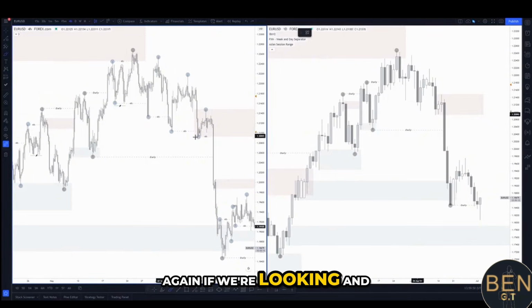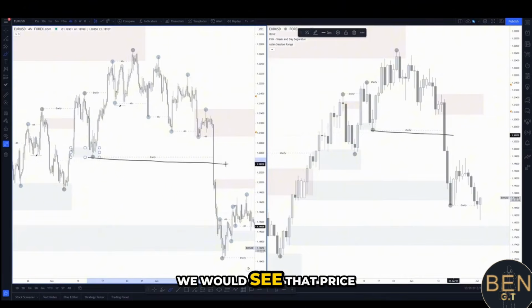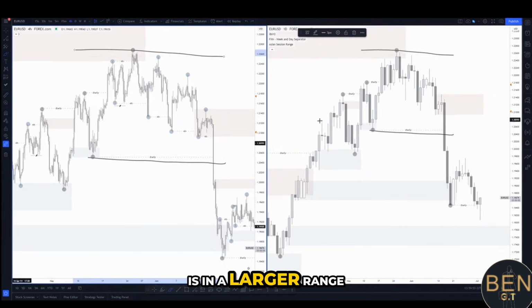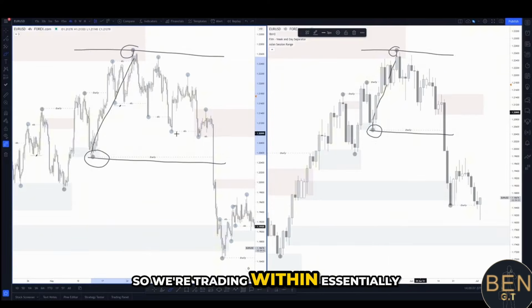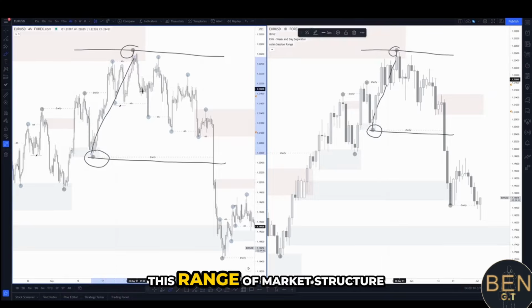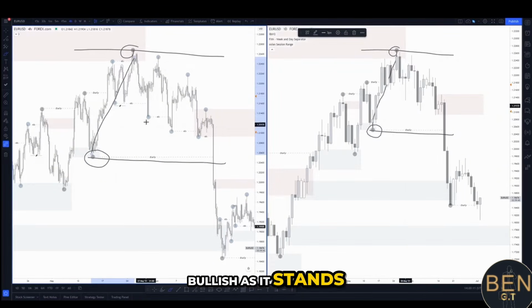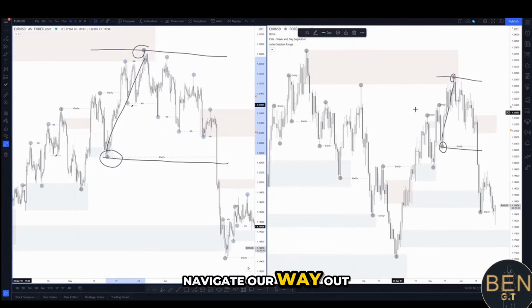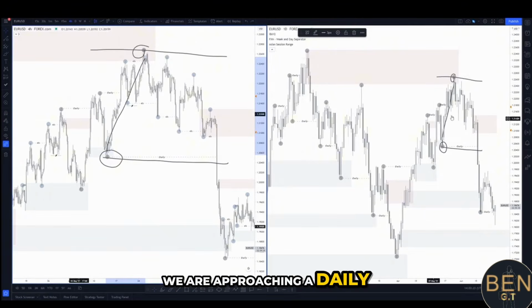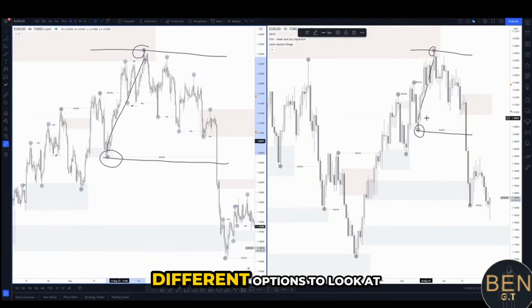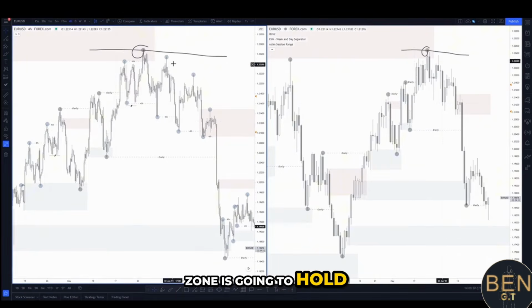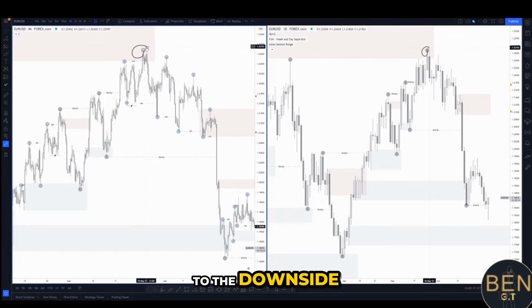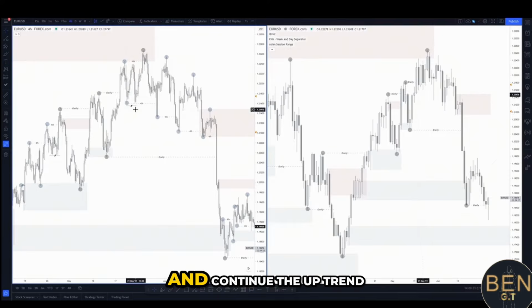Again, if we're factoring in the daily chart, we would see that price is in a larger range. We can see that we have our daily swing low here and our daily swing high here. So we're trading within essentially this impulsive leg, this range of market structure. So as a result, we would still be ideally bullish as it stands. But then if we just navigate our way out, what we can see is we are approaching a daily supply zone. So we have a couple different options to look at from a trading perspective in terms of, do we think this supply zone is going to hold, therefore causing price to move to the downside, or do we think it's going to be disregarded and continue the uptrend?